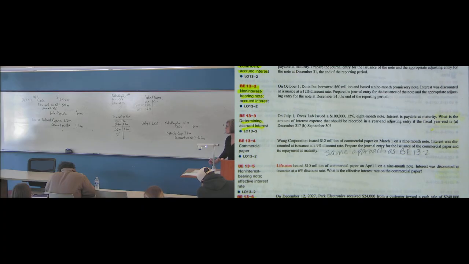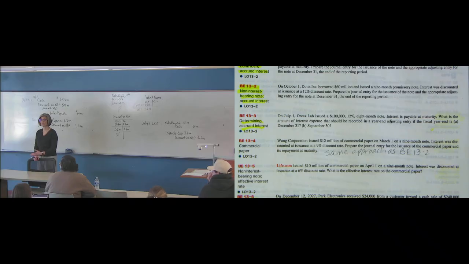On July 1st, Orcus Lab issued a $100,000 12% 8-month note. Interest is payable at maturity. What is the amount of interest expense that should be recorded in a year-end adjusting entry if the fiscal year for Orcus, 2 different situations here. What's the accrued interest if the fiscal year ends December 31st? And then what would be the accrued interest if the fiscal year actually ended September 30? So you're basing those calculations on a borrowing date of July 1.